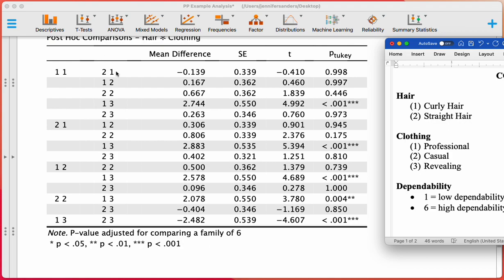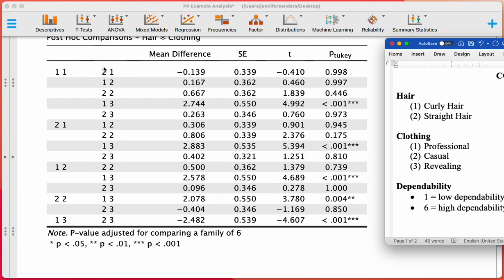Column 3 and column 4 are a group. Column 1 is 1 and 2, so I know that's my 2-level IV of hair. Column 2 is 1, 2, and 3, so I know that's my 3-level IV of clothing. So this first one here would be curly hair with professional clothing. This 2 and 1 would be straight hair with professional clothing, curly hair with casual clothing, straight hair with casual clothing, and curly hair with revealing clothing.